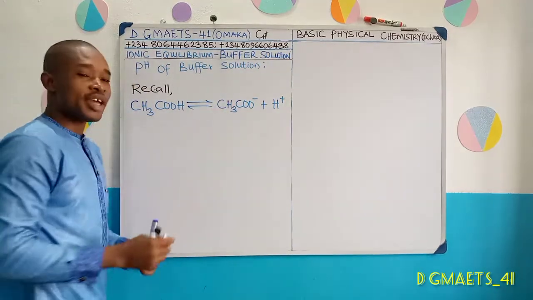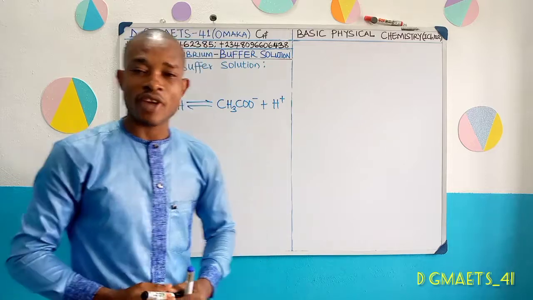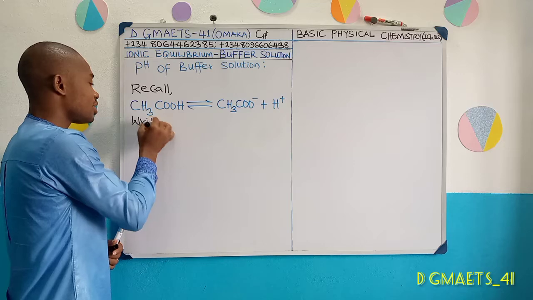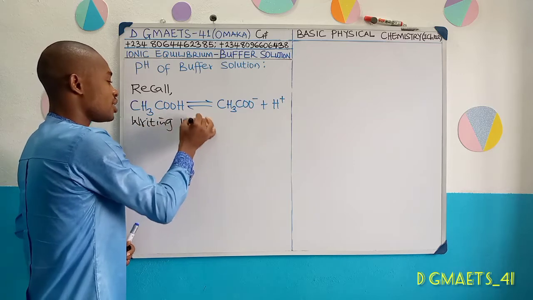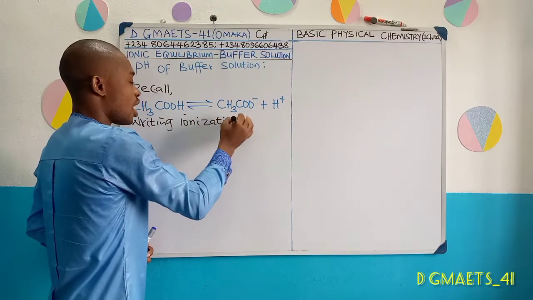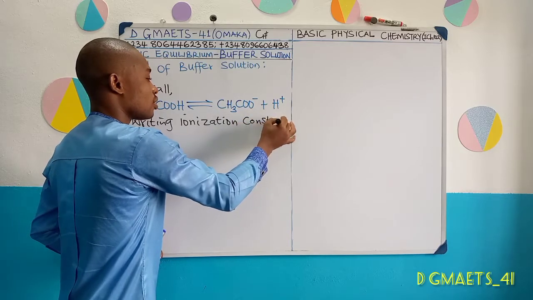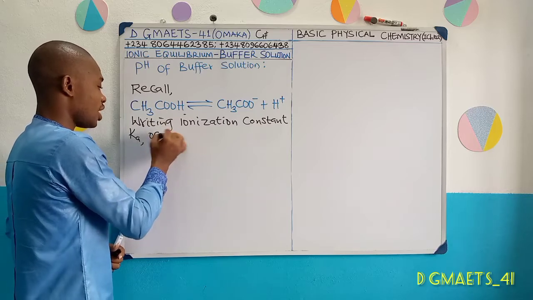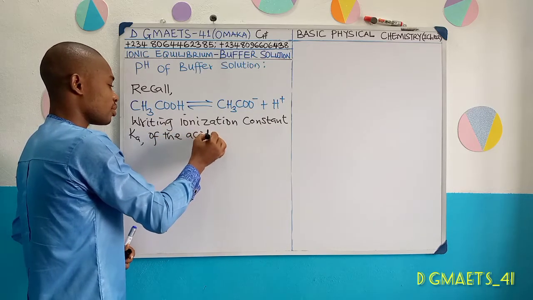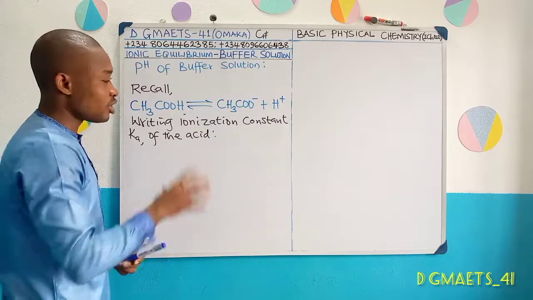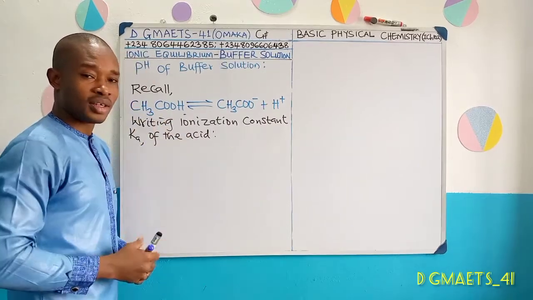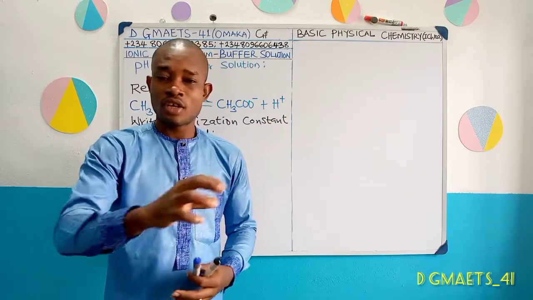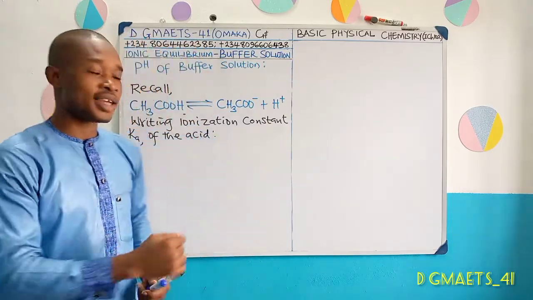Now from here we go write wetin we call the ionization constant of acid, Ka of the acid. Wetin this one will give us? I don talk about Ka before, so you fit check our videos. Watch our videos for GMAS 41. Look for the video, you go learn about how they get Ka.